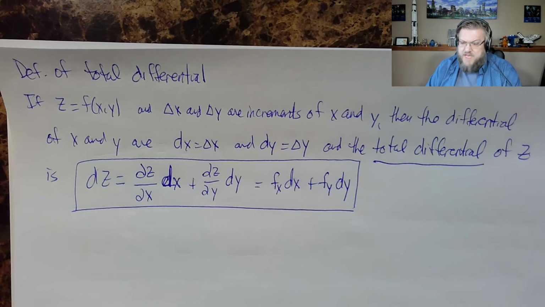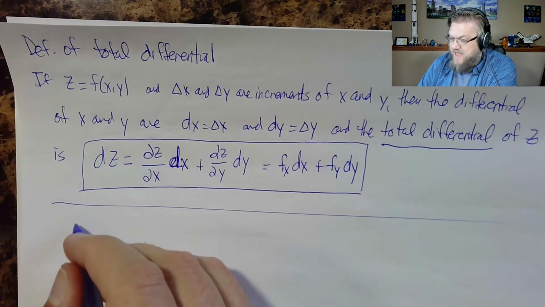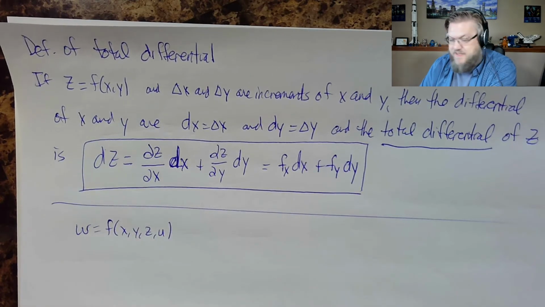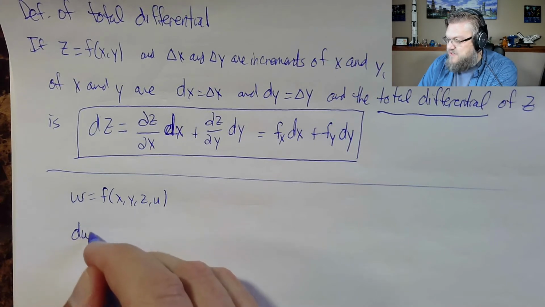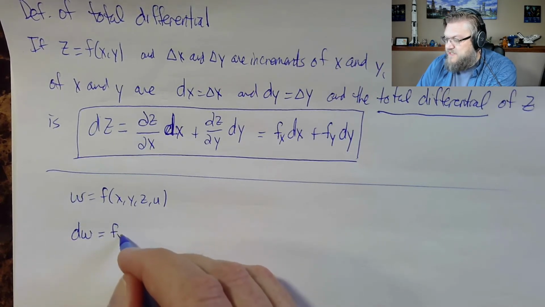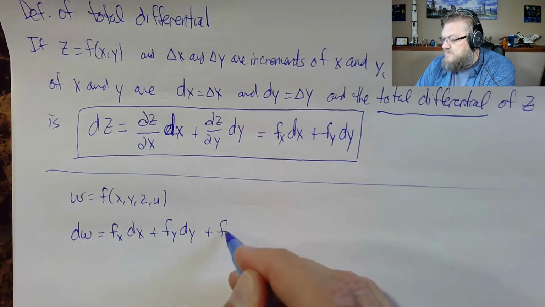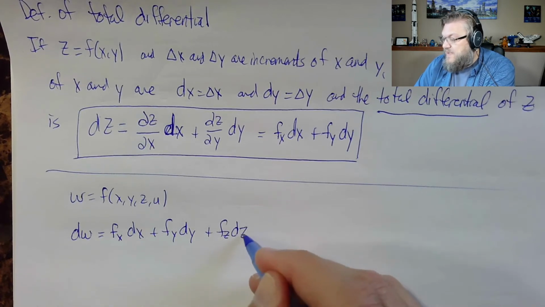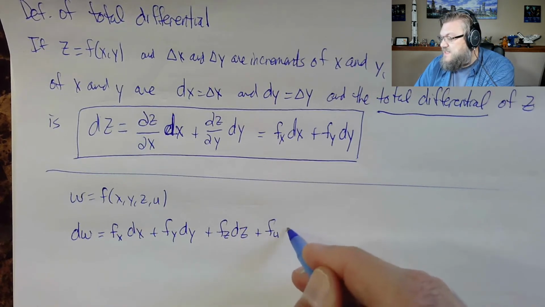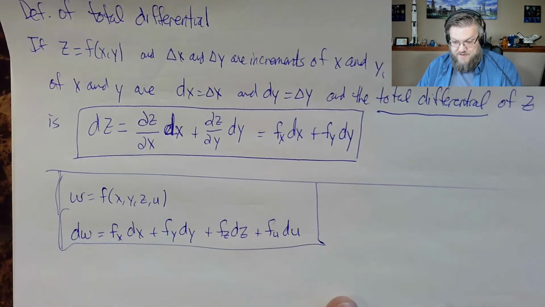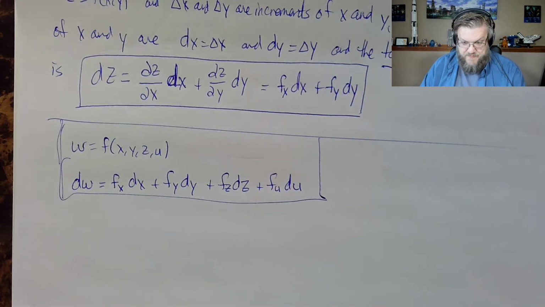Okay. And we can extend this further and further. If I have a function, let's say w equals f of x, y, z, and u, then I can define the differential of w to be the partial with respect to x, dx, plus the partial with respect to y, dy, plus the partial with respect to z, dz, plus the partial with respect to u, du. See that? So the differential would expand like that if I had four independent variables. Right? So that would be the pattern of the differential.